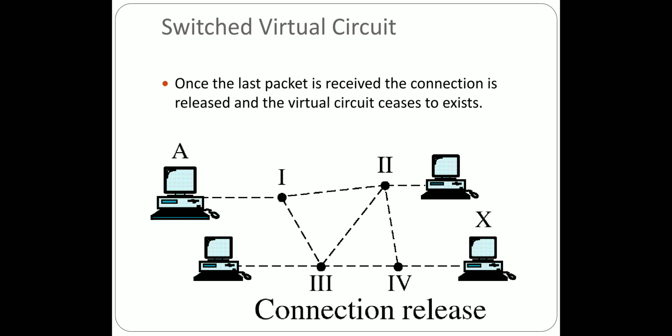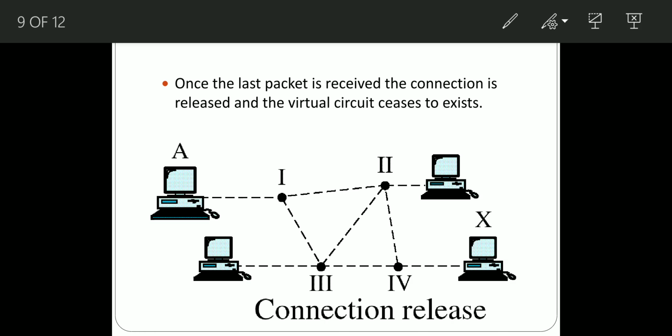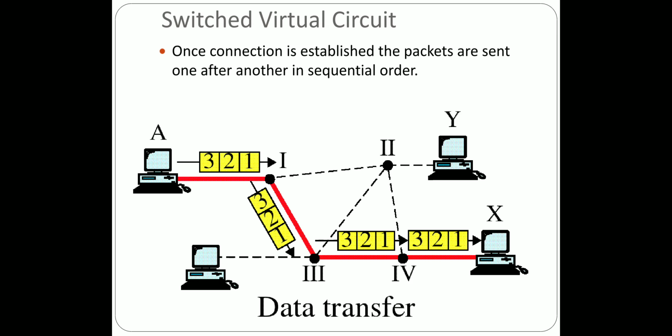Then the last phase is when the data is finished, when X has received the last packet. At that time there is no need for that virtual circuit to remain, so it is released and it ceases to exist. So this is how your switched virtual circuit works. In case, during the data transfer, at some point this link gets broken, then they can even have a different virtual circuit and then send the data.